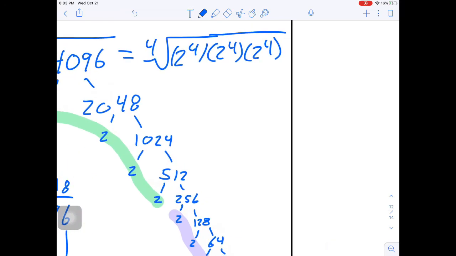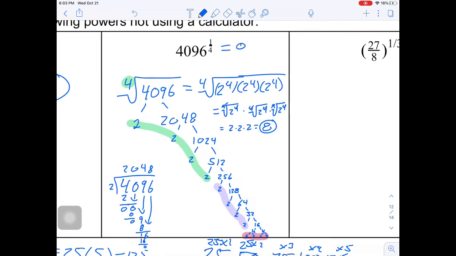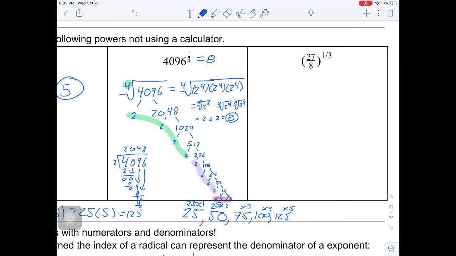4. And from there, this thing looks like it's a perfect fourth root, because this we can represent as the 4th root of 2 to the power 4, times the 4th root of 2 to the power 4, times the 4th root of 2 to the power 4. And again, these all cancel out nicely. So we get 2 times 2 times 2. 2 times 2 times 2 is 8. So it looks like this thing actually just equals 8. Okay, again, you probably wouldn't see anything like this on your assignment or your exam. And if you did, you would definitely be able to use your calculator.